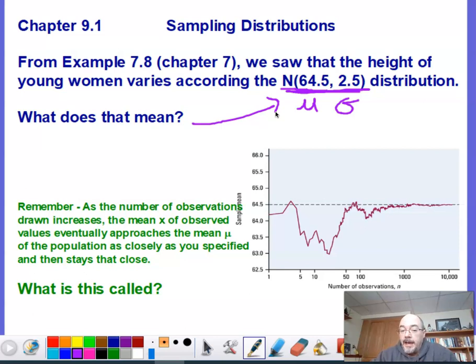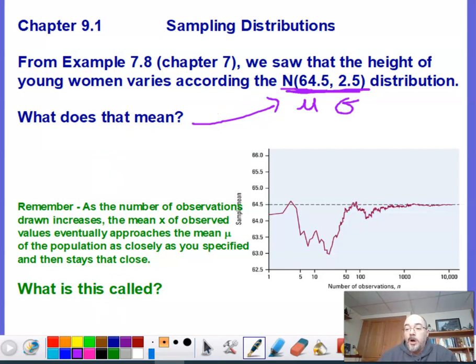Now, in that example, as the number of observations drawn increases, the mean x bar of observed values eventually approaches the mean of the population as closely as you specified and then stays that close. So if you remember, you randomly select a few women and it jumps all over the place. You'll notice when we got to about 50, it started to level off, at 100 it dropped a little, but then as we did many thousands of samples, it leveled off to the true population mean.